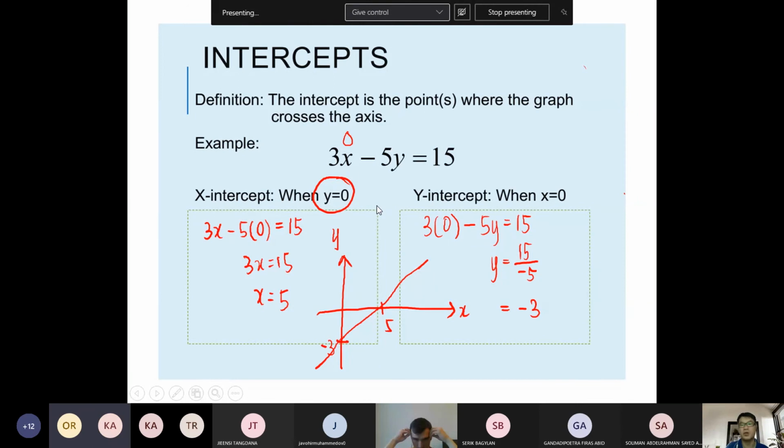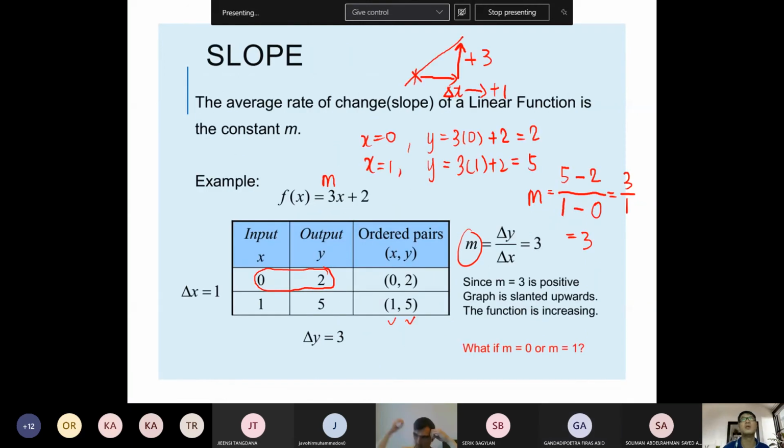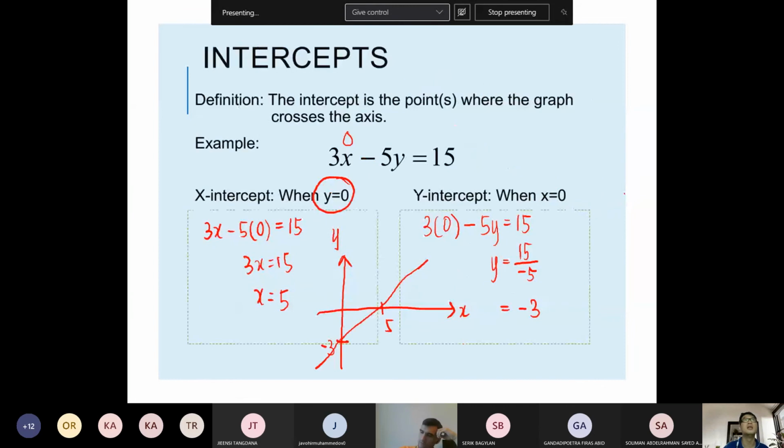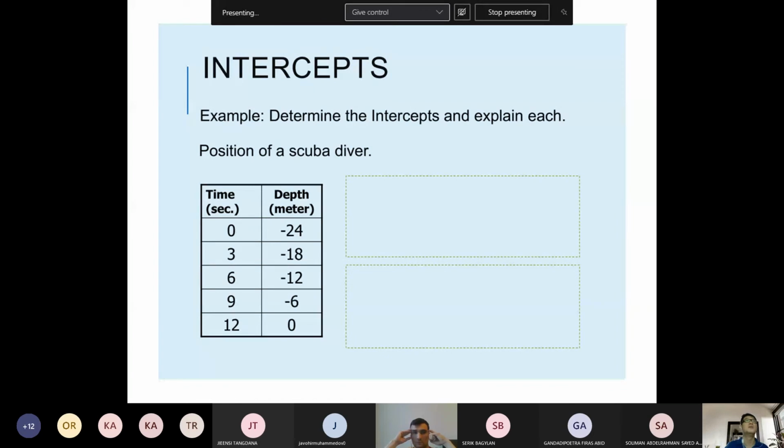Nothing. Good. So far we discussed the slope and we discussed the intercept, and especially the y-intercept has two very important components for the linear function. Now let's consider this example.